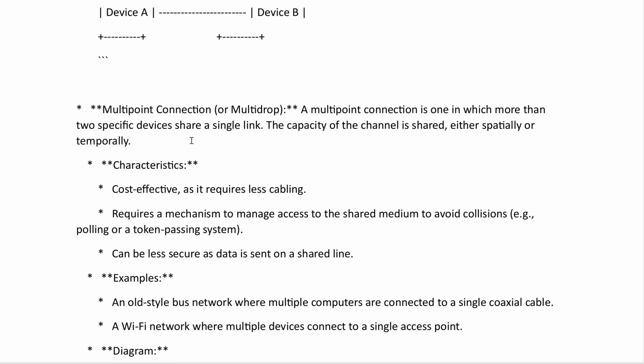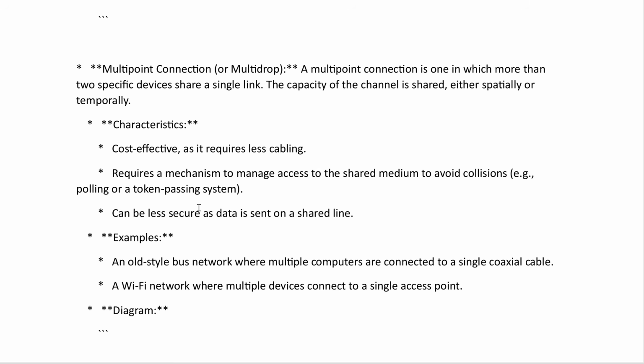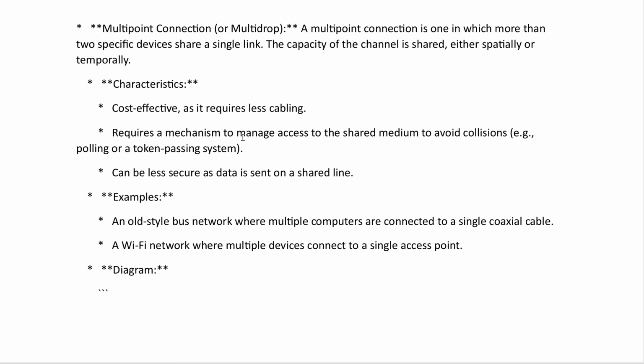Next comes the multi-point connection, or multi-drop. A multi-point connection is one in which more than two specific devices share a link. The capacity of the channel is shared either spatially or temporally. Characteristics of multi-point connection: it is cost effective as it requires less cabling. It requires a mechanism to manage access to the shared medium to avoid collision or contention, for example, polling or token passing system.